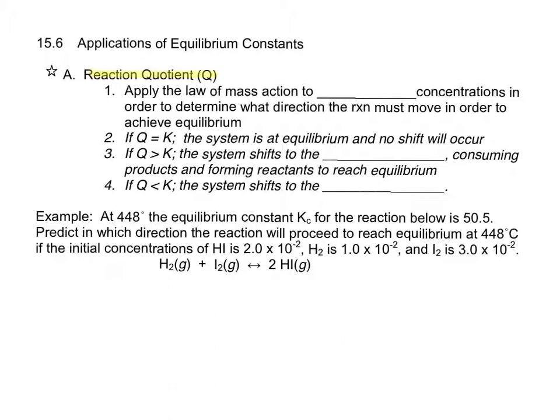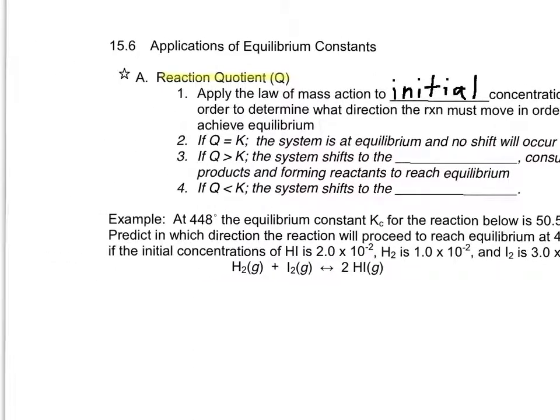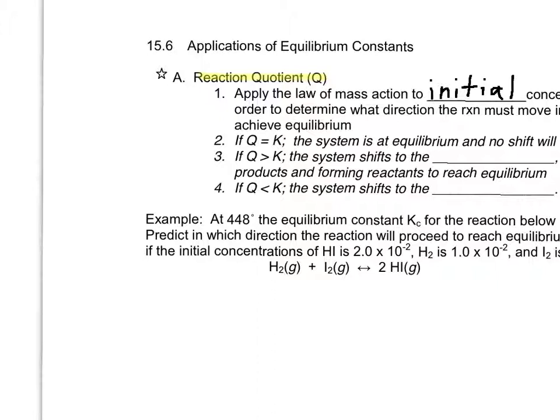The way that Q works is very similar to the way that K works. In fact, it's solved almost the exact same way. You set up an equilibrium expression that looks exactly like the equilibrium expression for K. The only difference is when we solve for K, we put in equilibrium concentrations. When you solve for Q, you're putting in initial concentrations. So let's take a look at how this works and why it works.